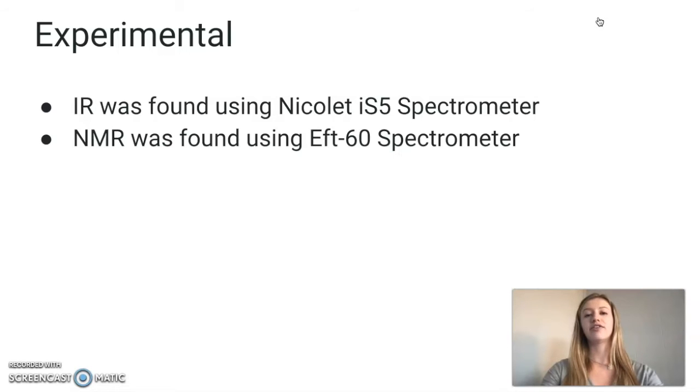To find the IR spectroscopy, the unknown substance was placed onto the glass plate, and this was then placed into the Nicolet iS5 spectrometer. The graph for this unknown substance was printed out so it could be compared to graph 4.2 in the laboratory manual. To find the NMR spectroscopy, the unknown substance was placed into the EFT60 spectrometer. The graph for this unknown substance was printed out so it could be compared to graph 4.3 in the laboratory manual.